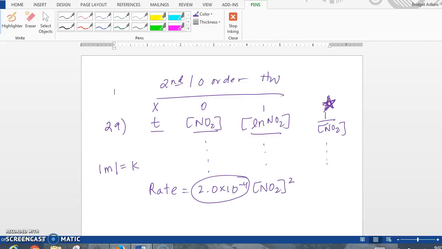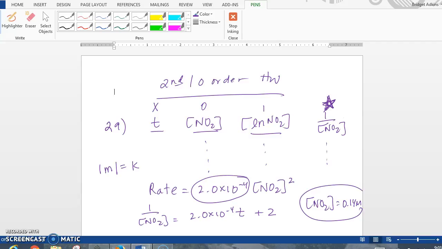And your integrated would be 1 over the concentration of NO2 equals 2.0 times 10 to the negative 4 times T plus 2. And that comes from 1 over the initial concentration. So solving for what they wanted you to solve for in 29, that concentration of NO2 comes out to 0.14 molar. So that was your answer on that one.